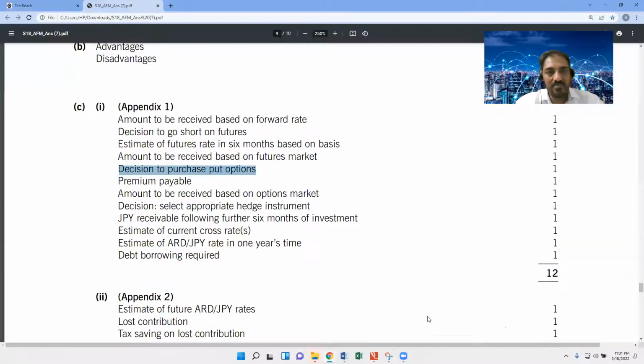Now the marking scheme. We have done all these matters, and the decision with the hedging instrument also carries 1 mark. Mentioning the decision also has 1 mark. So can you please reply to me? Is that clear, all of you?